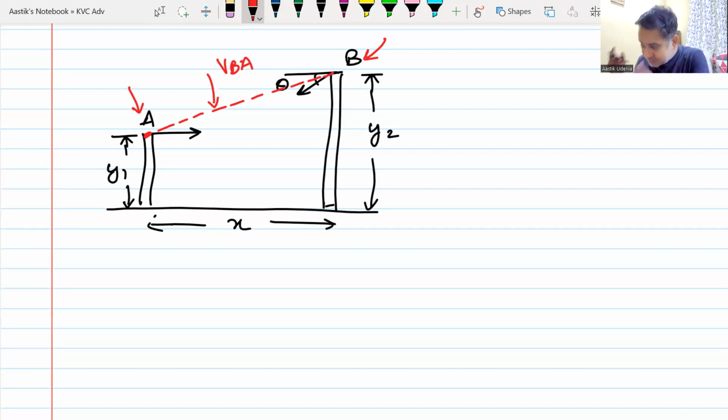So remember, such questions can come. You just have to be careful. Just remember that once the two projectiles are in air, my dear friend, the motion of one with respect to the other is always going to be a straight line, straight line motion.